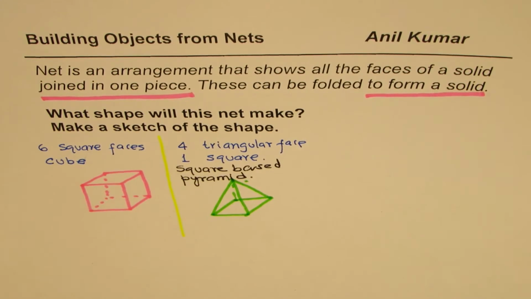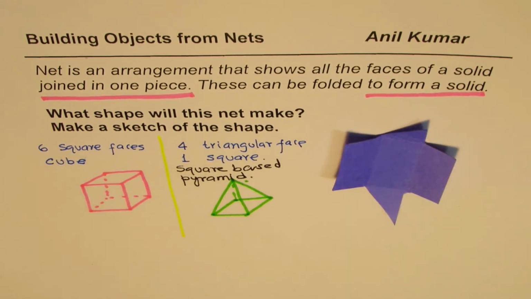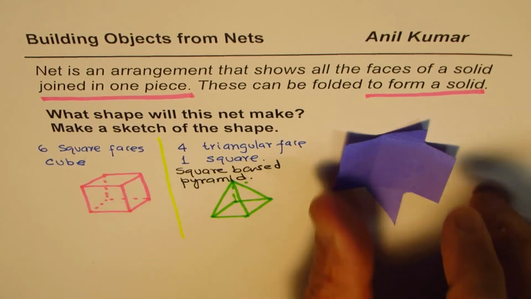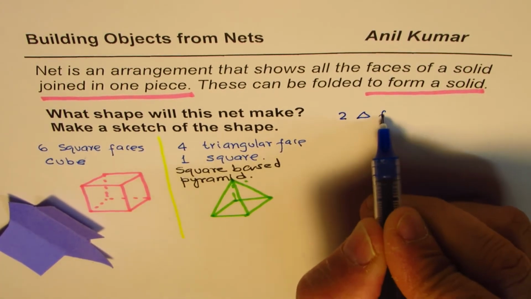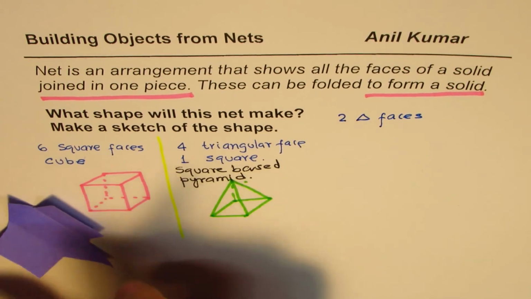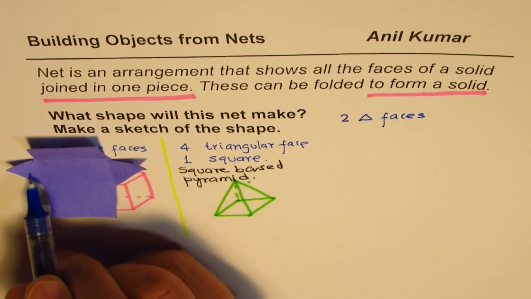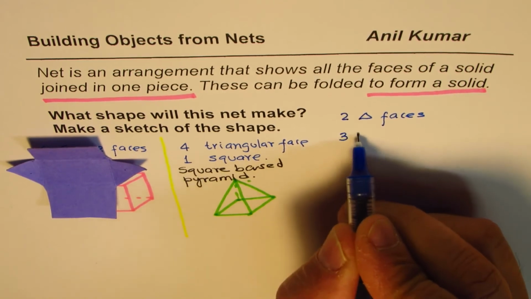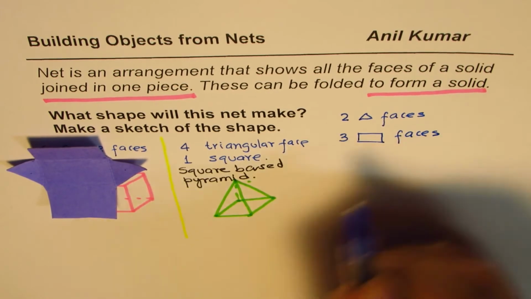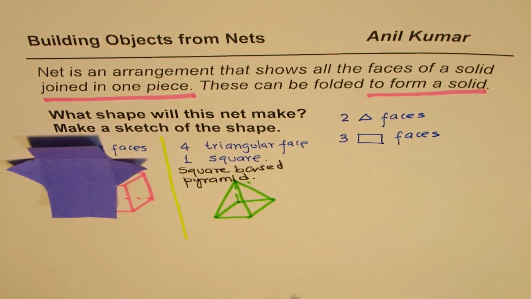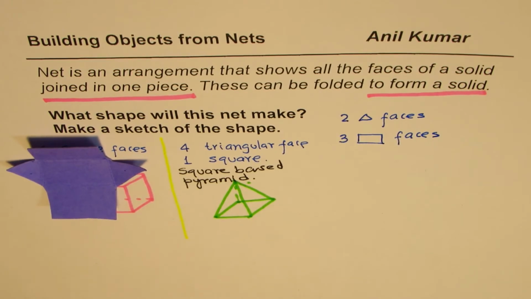Now let's look into the third shape. We have this kind of a thing. It is very tricky. What it has is two triangular faces and 1, 2, 3 rectangular faces, right? So let me write down here. We have two triangle faces, okay. These two, right? These two are triangular faces, and we have 3 rectangular faces. Is that okay? So we have 5 faces in all. What shape can it make? That's tricky. Did you get the answer?